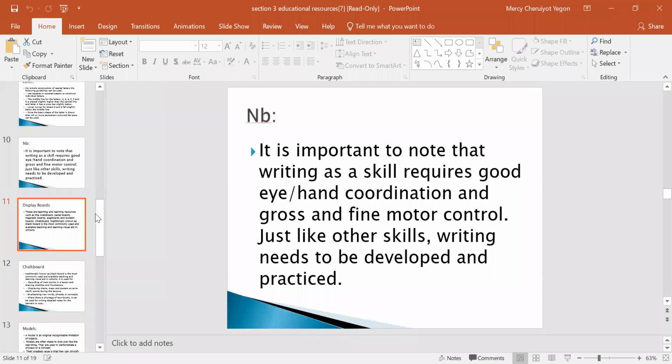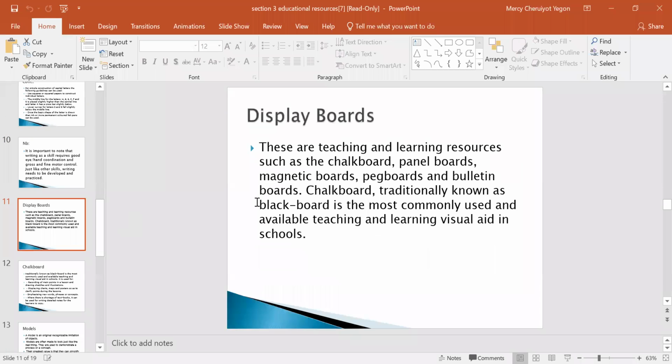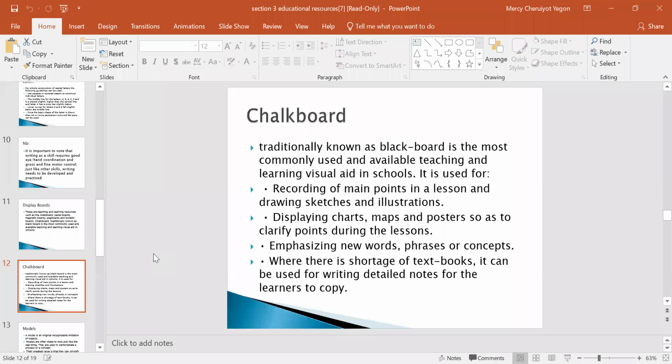We have display boards. Yes, these are chalkboards, banner boards, backboards, and bulletin boards. Yes, the chalkboard is nowadays changing to whiteboards, and we have markers, or you call them whiteboard marker pens. So it is traditionally the most commonly used and available teaching and learning visual aid in schools. Yes, I want to give you food for thought as we proceed.